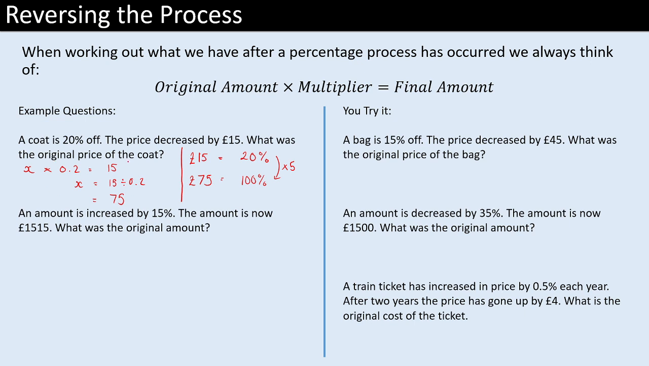So this left-hand method uses kind of the multiplier stuff that we've been looking at so far. The right hand is looking at things about proportion and stuff like that.